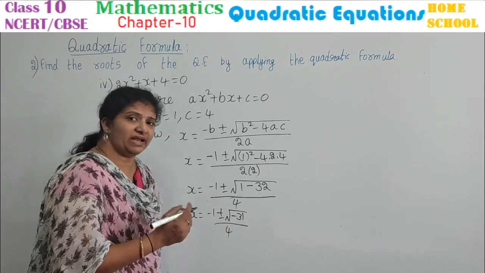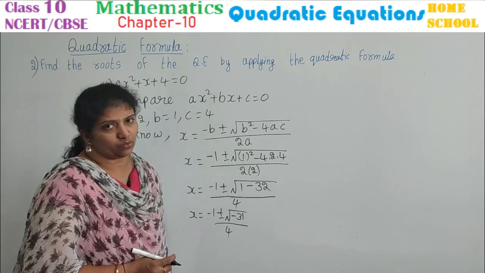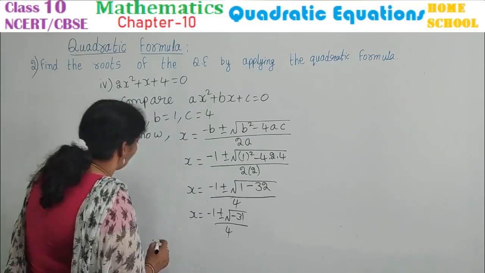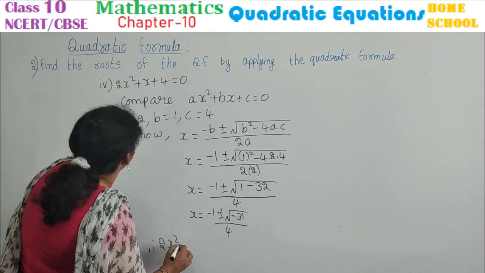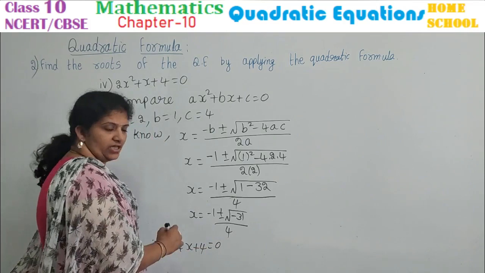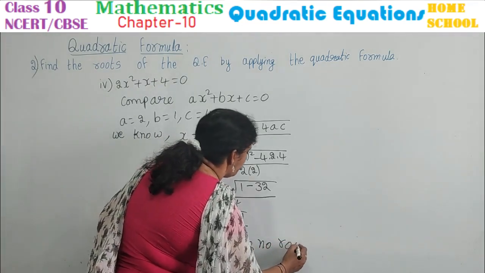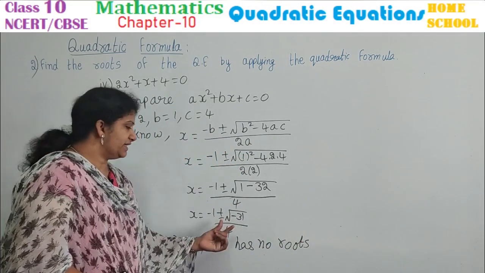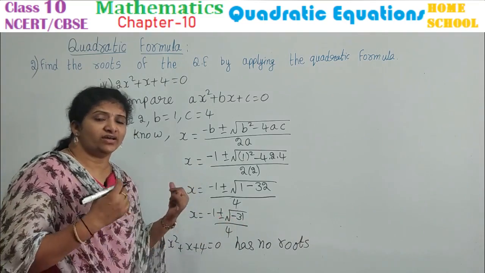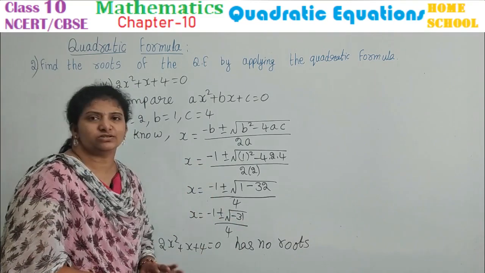Observe here, inside the root we got a negative. Negative in the sense, immediately we can say this is undefined. There are no roots for the given quadratic equation. So just say that, therefore, the given quadratic equation 2x² + x + 4 = 0 has no roots. Why no roots, children? The discriminant is less than 0. Less than 0 means a negative value. If you have a negative value inside the root, it is undefined. Therefore, this equation has no roots.